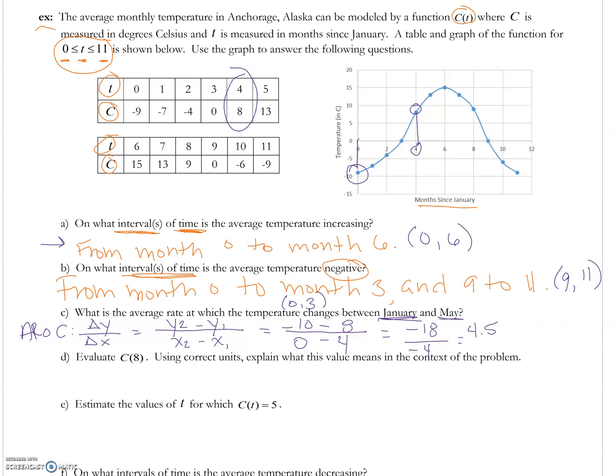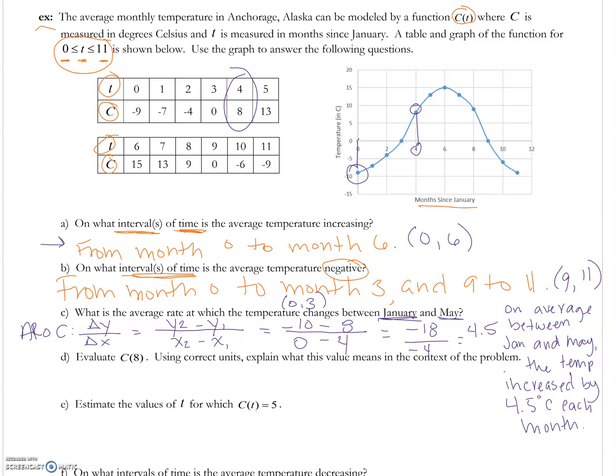So now I have to ask myself what this actually means. Something is changing when I'm talking about the average rate of change in the temperature. So I would say something like, on average, between January and May, the temperature increased by 4.5 degrees Celsius each month.